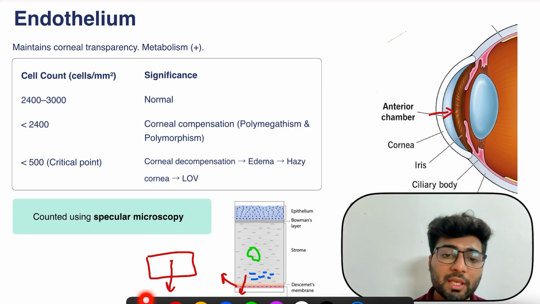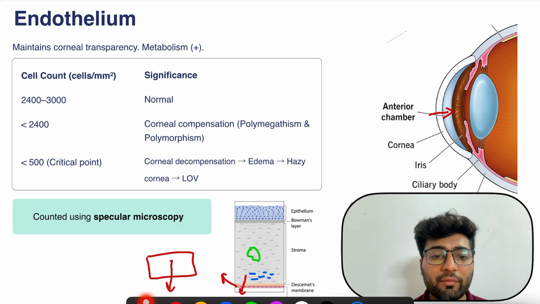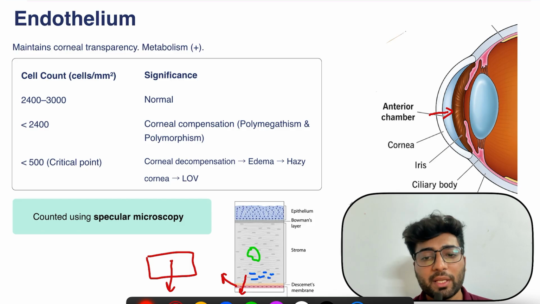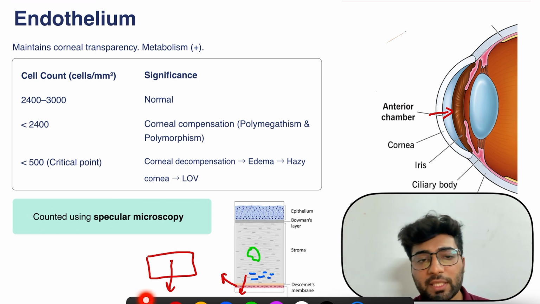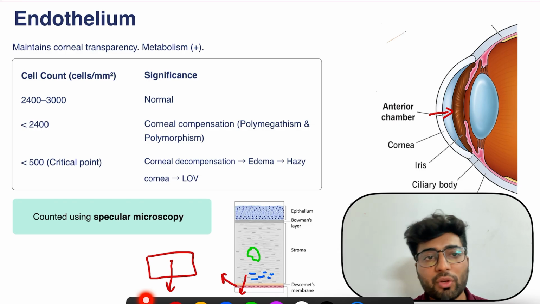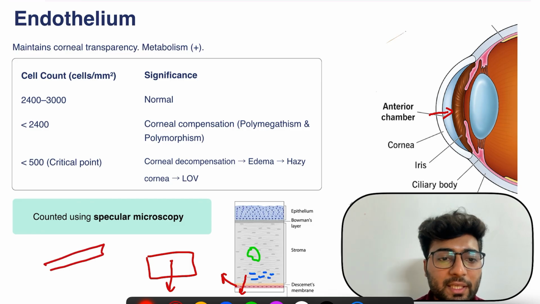But the problem is that the endothelium is a single layer of cells, and it cannot regenerate. So as age passes there will be wear and tear and the cells will degenerate, and the number of cells will decrease over time because it cannot regenerate. Initially the cells are 3000 to 2400 cells per mm cube. This is normal.